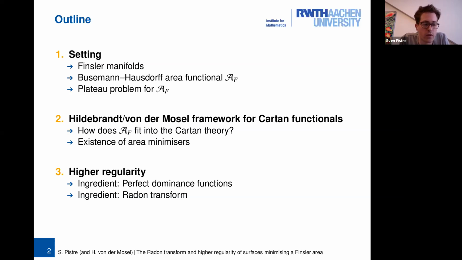And in this framework, there are a lot of results about existence and regularity of minimisers of such variational problems. And in the third part of the talk, I will show you what the main ingredients are to apply this Hildebrandt and von der Mosel framework.